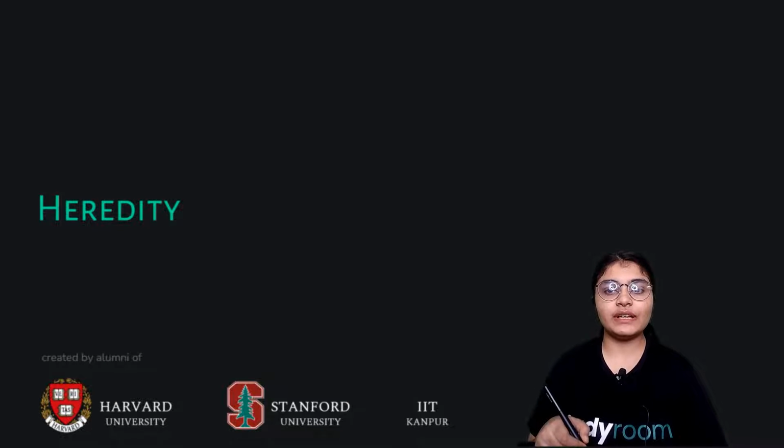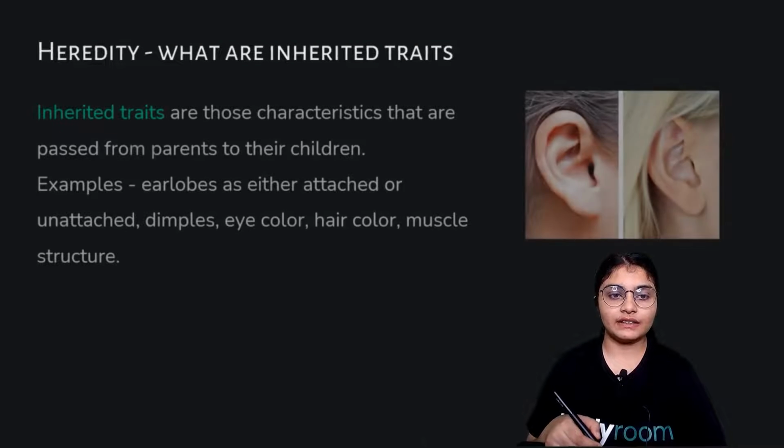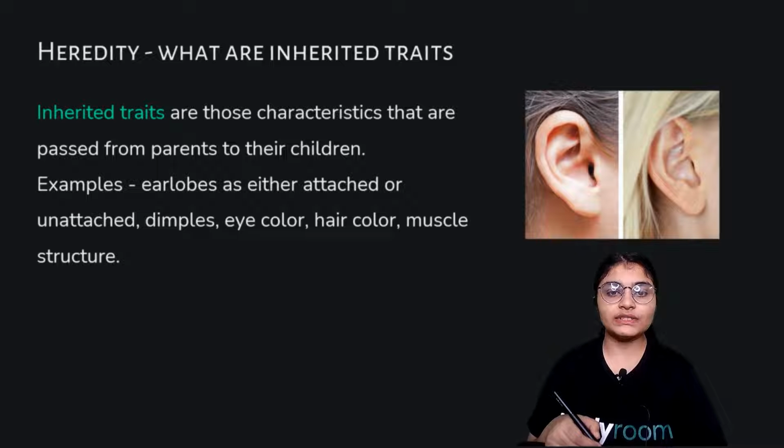In this video, we will be studying heredity. So let us see what heredity is and how characters or traits are inherited from generation to generation. What are inherited traits? Inherited traits are those characteristics that are passed from parents to their children. Those characteristics are known as inherited traits.